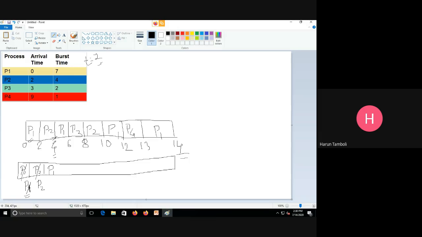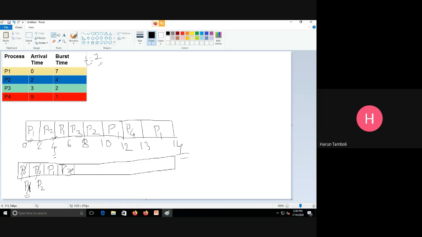now before this 4 seconds, after the 3 seconds, P3 was there. P3 came into the main memory. So at the 3rd second, when P2 was executing, P3 is placed in the ready queue. So after P1, P3 is placed.